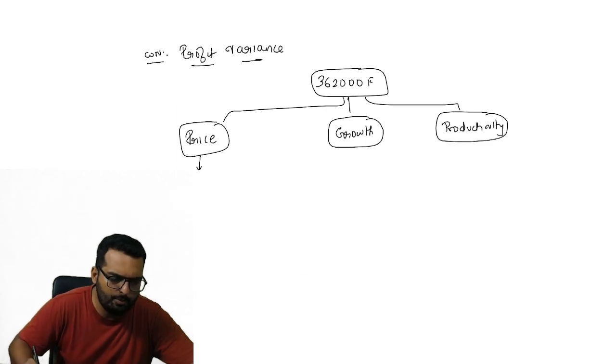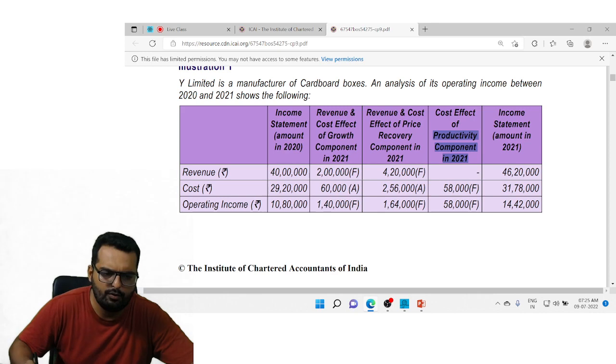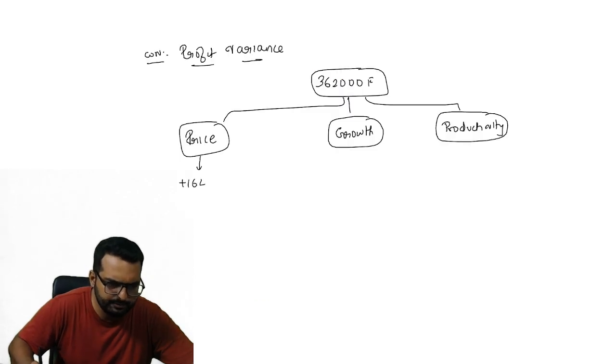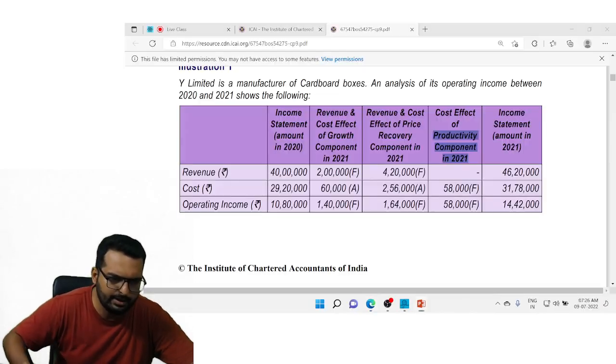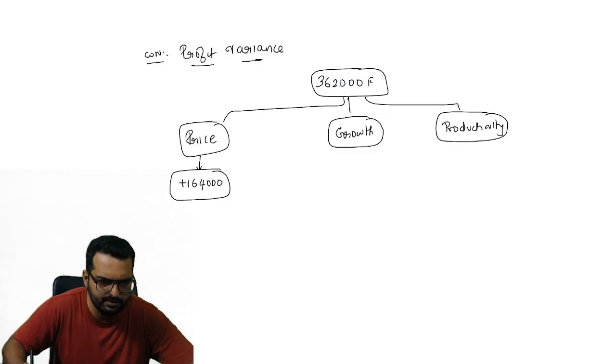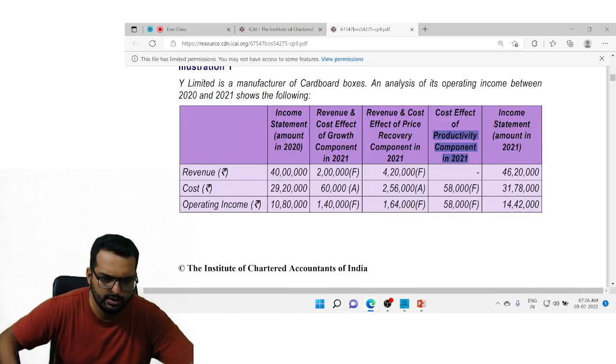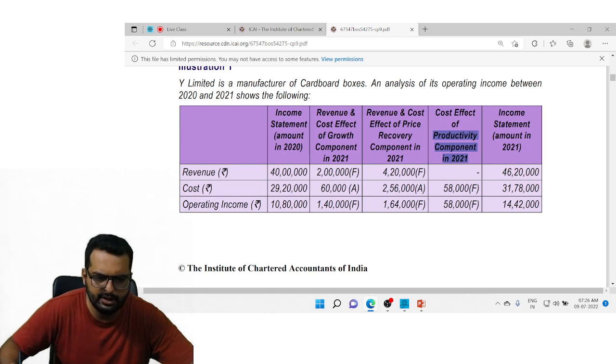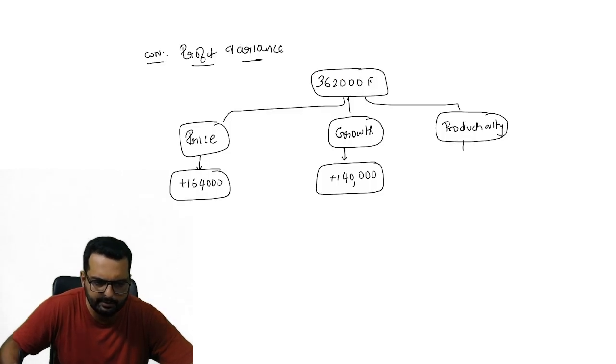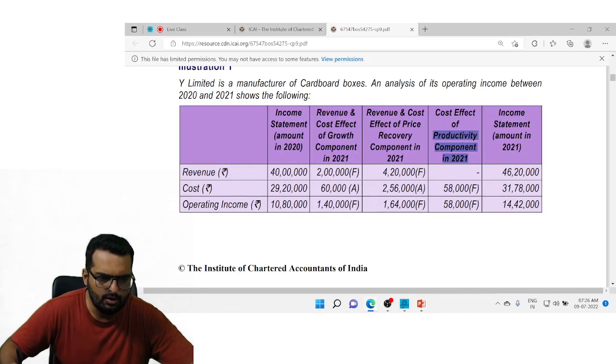How much is coming due to price? 1,64,000. Profit went up by 1,64,000 due to price. It went up by 1,40,000 due to growth. And it went up by 58,000 due to productivity. All right. Can you please write this down in your books, friends?